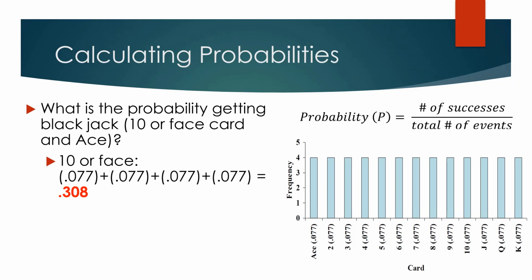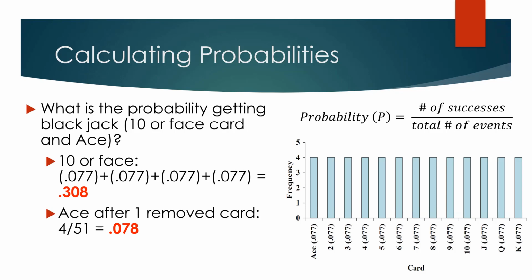Well, let's look at the probability of drawing a 10 or a face card. We already calculated this probability earlier, right? We just take the probability of a 10, jack, queen, and king, and then you add them together. So the probability of that is 0.308. Now, what's the probability of drawing an ace?